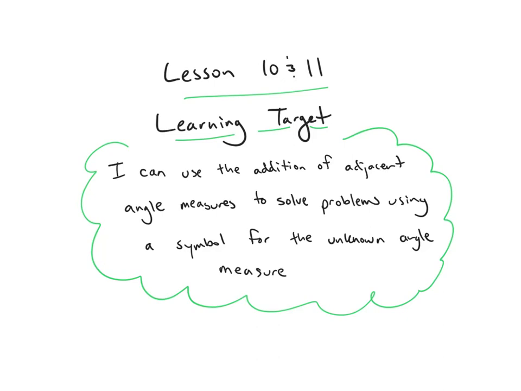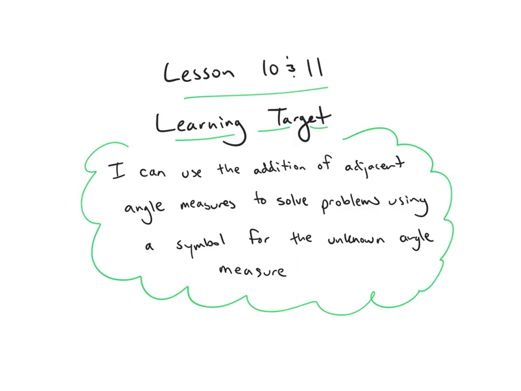This is a video lesson for both Lesson 10 and 11 of our Angles and Planar Figures unit. The Lesson 10 and 11 learning target is: I can use the addition of adjacent angle measures to solve problems using a symbol for the unknown angle measure.